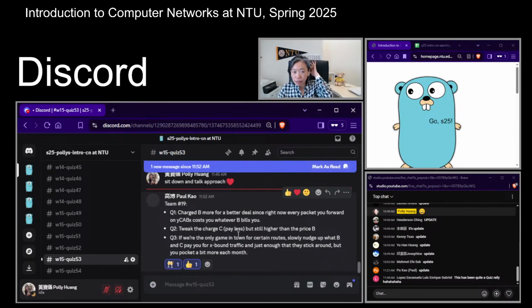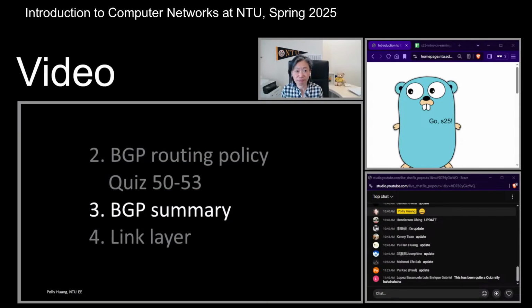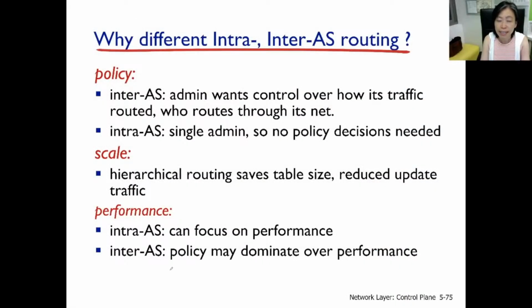Okay, guys. I hope that by now, up to quiz 52, you see clearly that the internet routes, the policy, are very money-driven these days. Okay, and some of these policies are sort of national consideration driven these days as well. All right, so now we can bring up the summary video. So this is BGP. Now the summary slide.